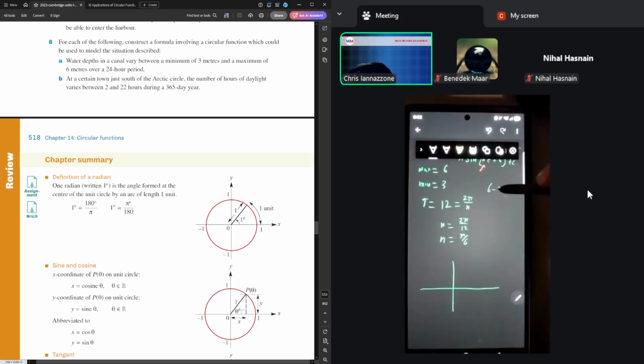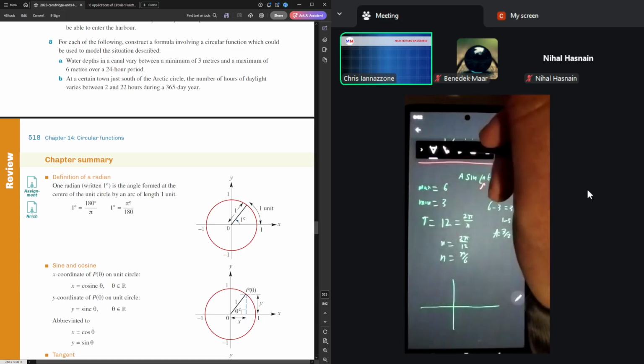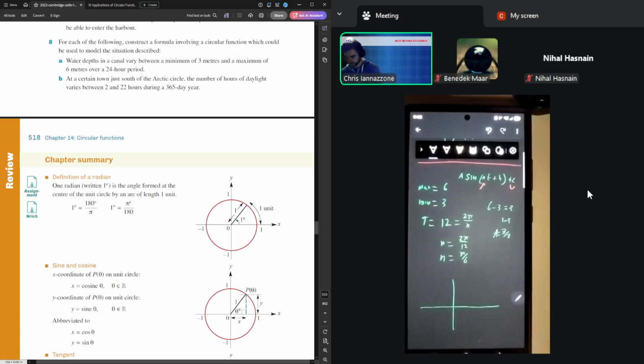So we got 6 take 3, which gets us to, of course, 3, and then halving that to 1.5, or you can use 3 on 2. Either way. That's it. Got our A value. Only one left is the C. C being the vertical translation. Again, related to those max and mins.